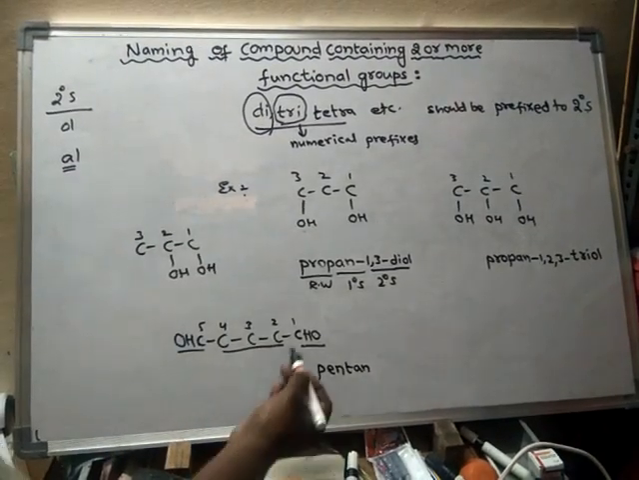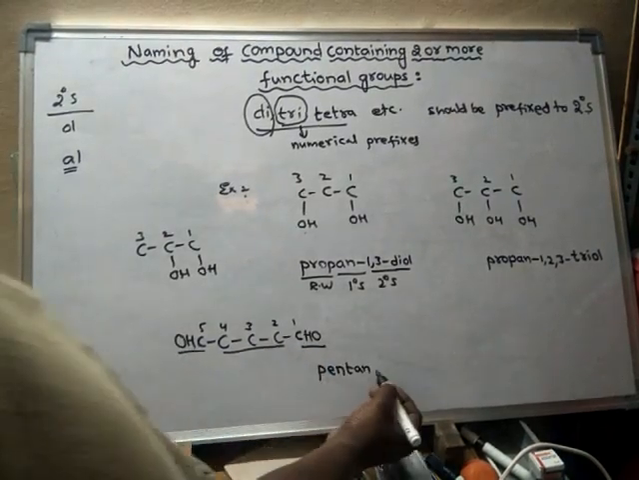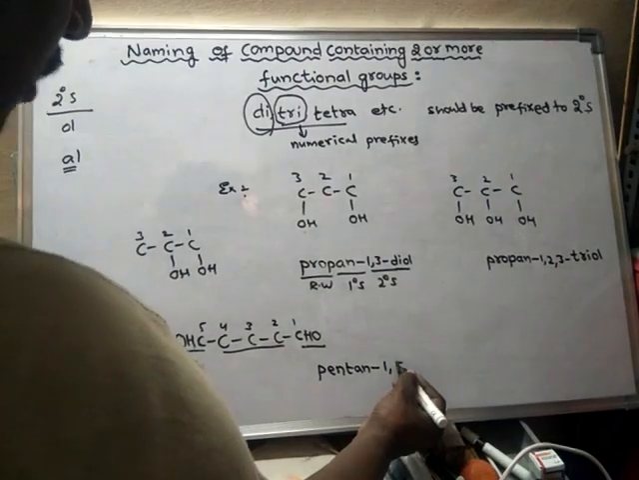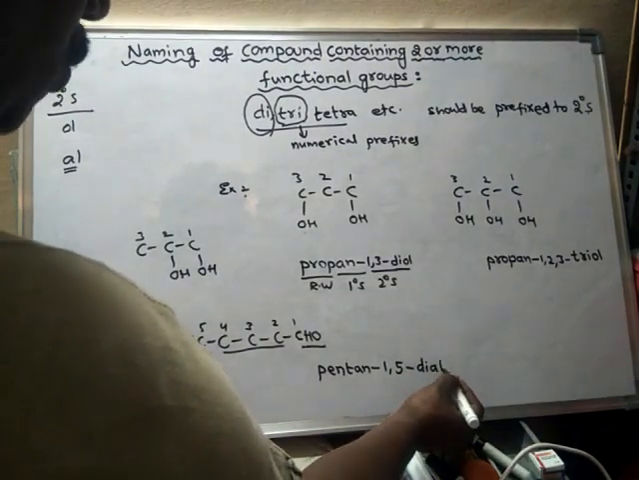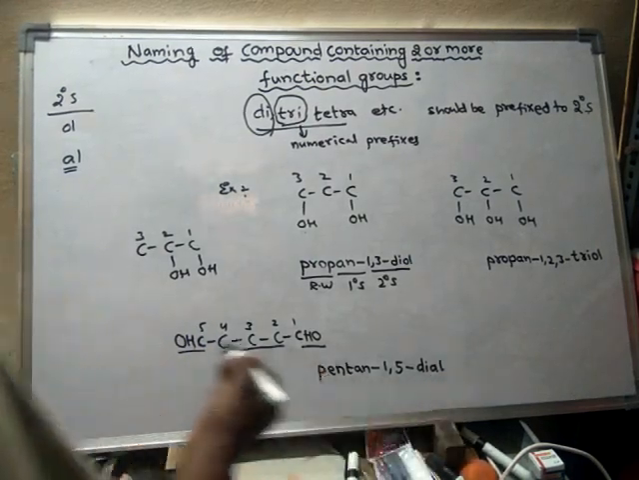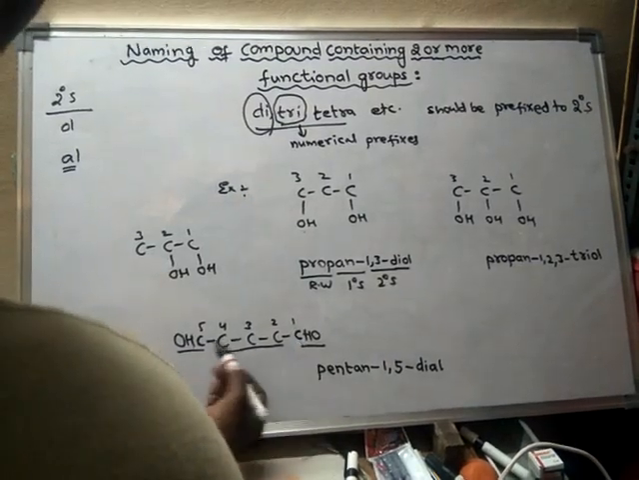Next, on which carbons are these aldehyde groups present? On the first carbon and on the fifth carbon. Hence 1,5-dial. Di means 2, al means aldehyde groups. Where are they located? On the first carbon and on the fifth carbon.